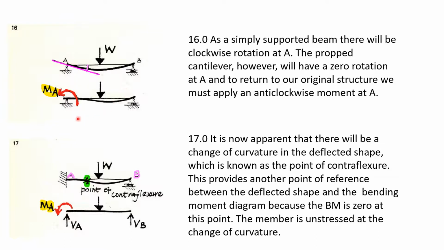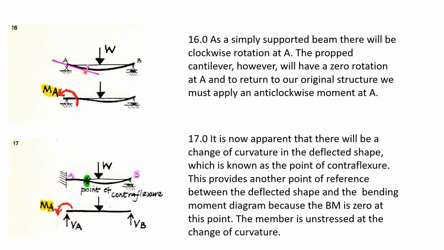The propped cantilever, however, will have zero rotation at A. To return to our original structure, we must apply an anti-clockwise moment. If I apply an anti-clockwise moment, this becomes straight and there is no rotation. Whatever the rotation is, if you apply the corresponding amount of moment, there will be no rotation.